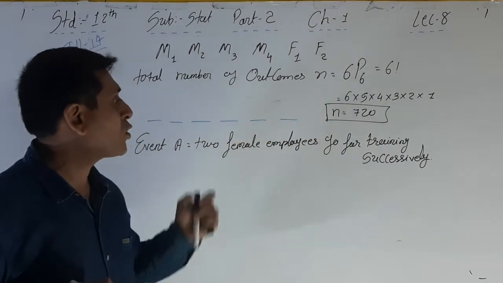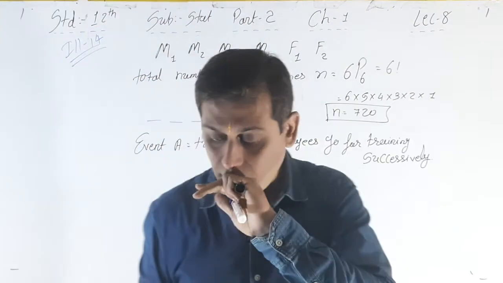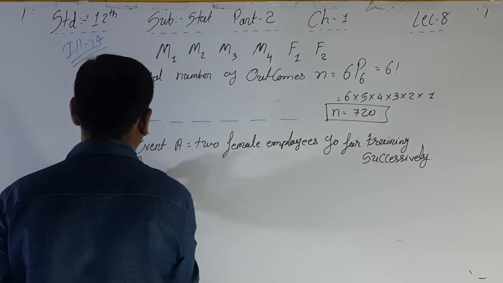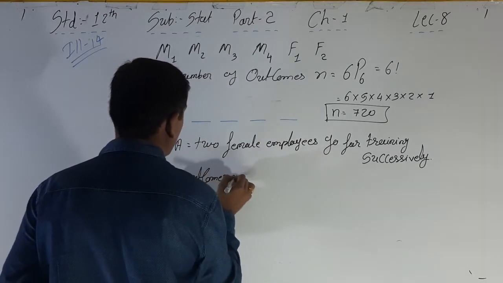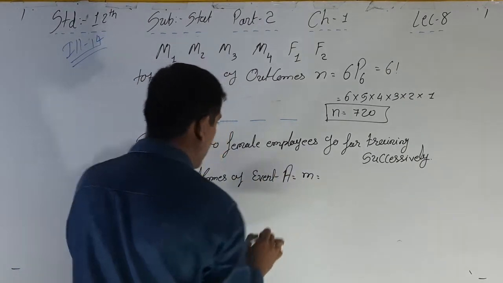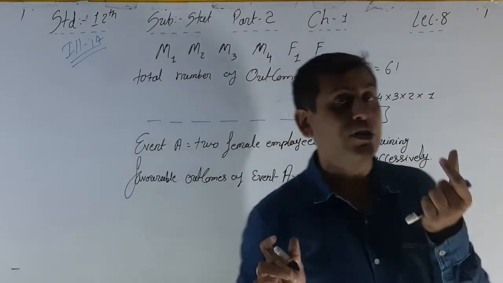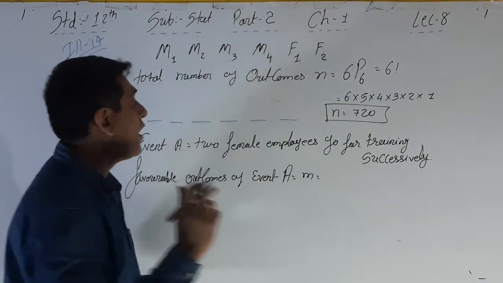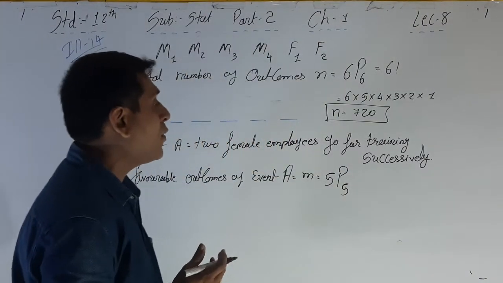Two female employees go for training successively. That is your event A, right? Now, favorable outcomes of event A, that is M is equal to, see, we have to see that F1 and F2 is one person and the four remaining persons are there. That's why we have to arrange the data, that is 5P5. Total 5 persons are there and we have to arrange them in 5 different places.